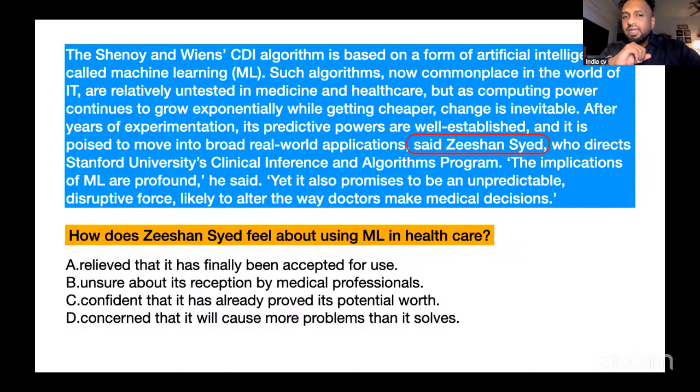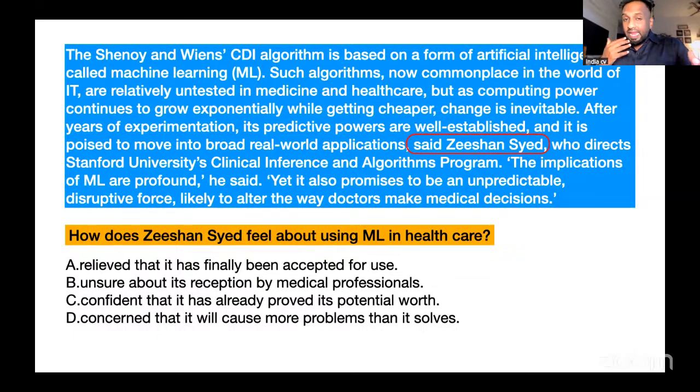Yet it also promises to be unpredictable, disruptive force, likely to alter the way doctors make medical decisions. So it is not negative. It has been said it is an unpredictable force. Likely, not sure. Likely to alter the way doctors make the decisions, the machine learning won't make it. It will be super quick. Doctors may take some time.